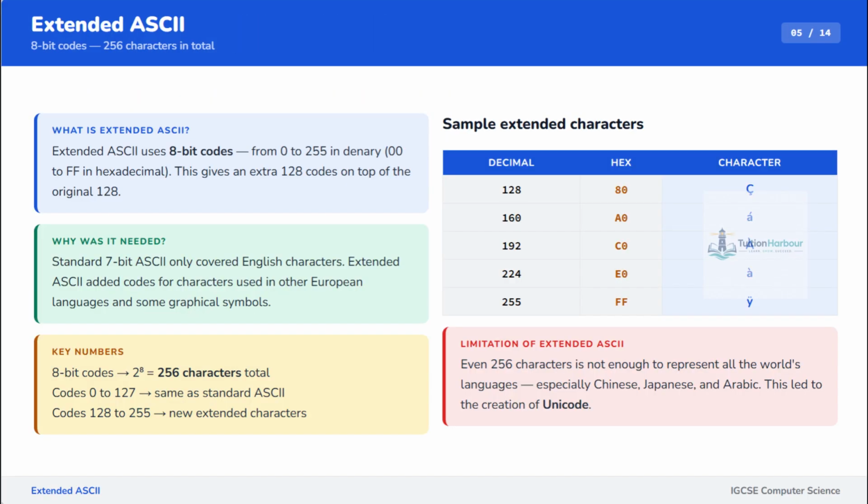Standard ASCII only has 128 characters, not enough for non-English languages. So extended ASCII was created using 8-bit codes giving 256 characters in total. Codes 0 to 127 remain the same as standard ASCII. Codes 128 to 255 add characters for European languages and graphical symbols. But even 256 is not enough for Chinese, Japanese, or Arabic, so Unicode was needed.